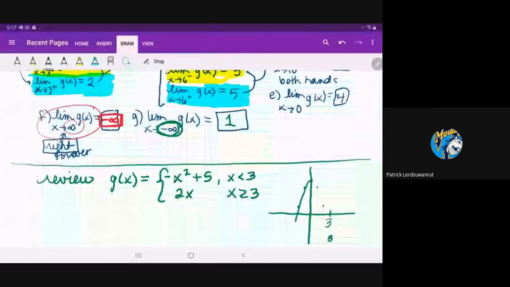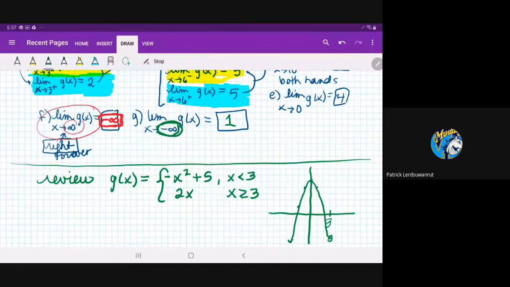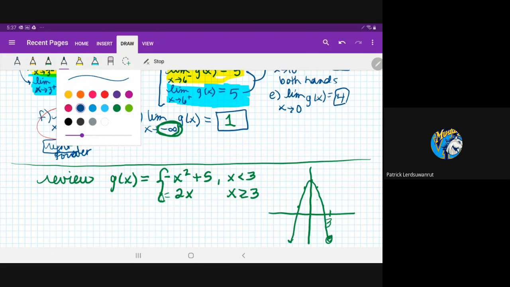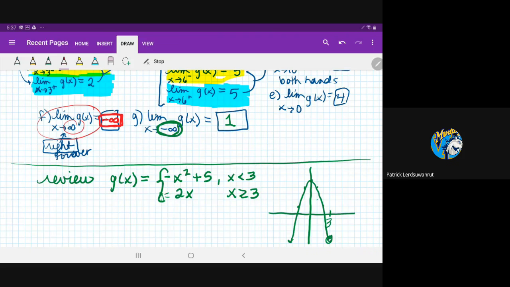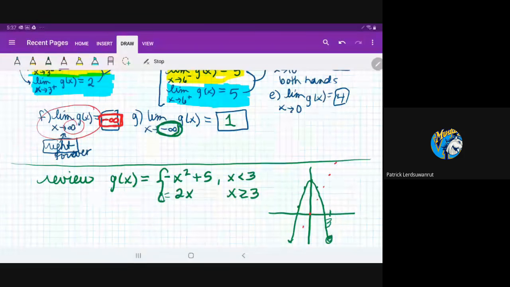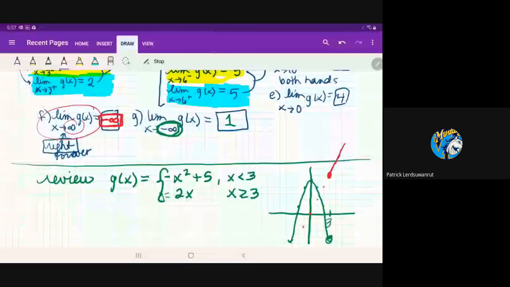So I have this parabola to the left of 3. Open circle, and then y equals 2x, right? Let me change colors on that one. But you'll want to review this. And then 0, 0, slope 2, 2, 2, 2, right? I can do this line. And then over here at 3, it's a closed circle to the right.